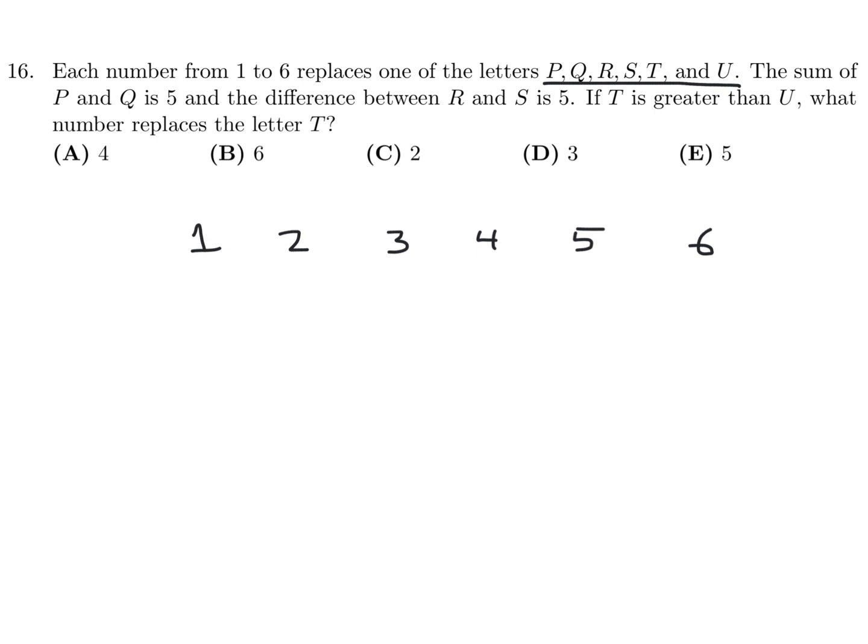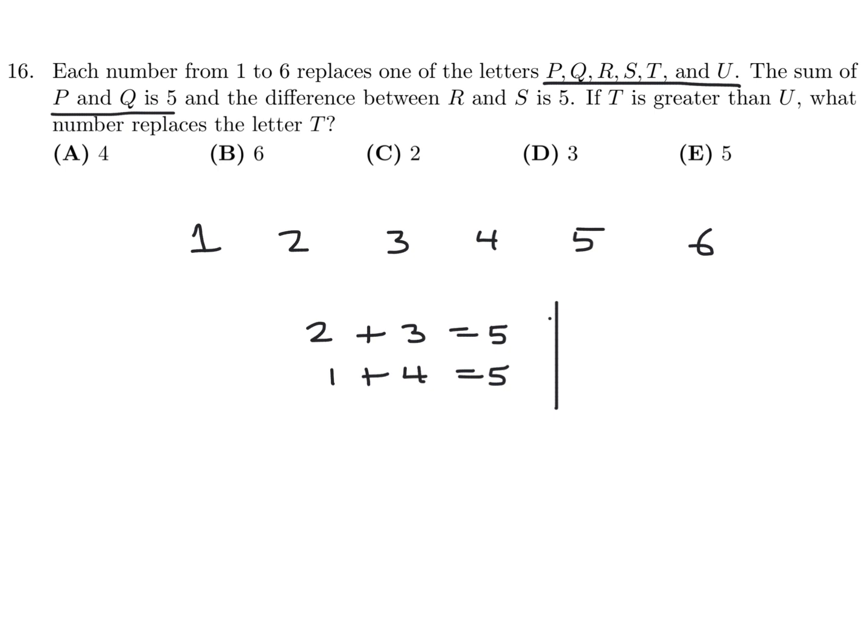So let's talk about the first one. P and Q, the sum is 5. So we want 2 numbers that add up to 5. Okay. Well, I guess we have a few choices here, right? We have 1 and 4, 2 and 3. So we could put 2 and 3, that would be 5. Or we could put 1 and 4, that would be 5. Okay, so we're not sure.